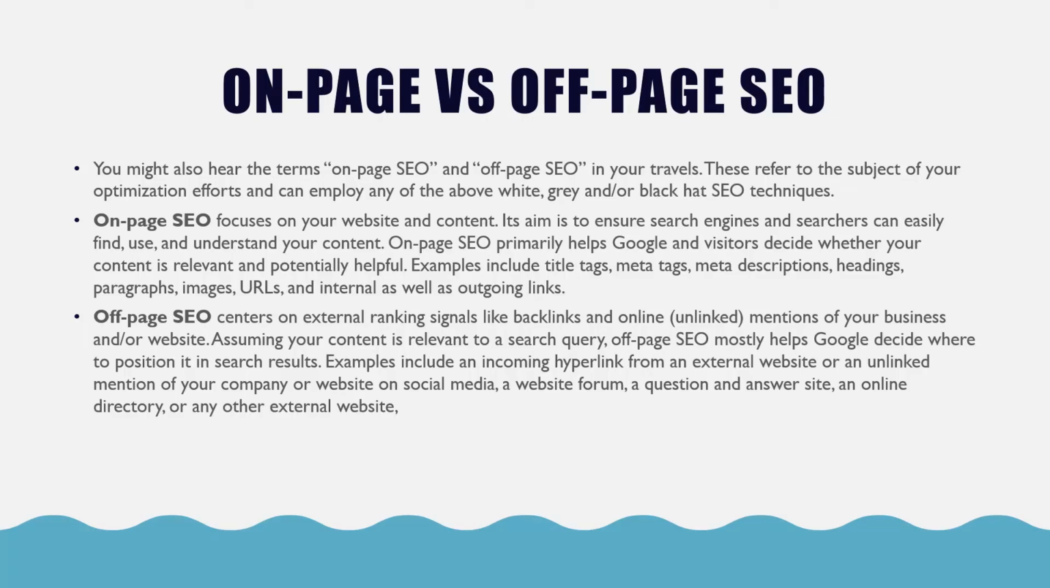On-page versus off-page SEO. You might also hear the terms on-page SEO and off-page SEO in your travels. These refer to the subject of your optimization efforts, and you can employ any of the above white, gray, and or black hat SEO techniques. On-page SEO focuses on your website and content. Its aim is to ensure search engines and searchers can easily find, use, and understand your content. On-page SEO primarily helps Google and visitors decide whether your content is relevant and potentially helpful to them. Examples include creating title tags, meta descriptions, headings, paragraphs, images, URLs, and internal as well as outgoing links.